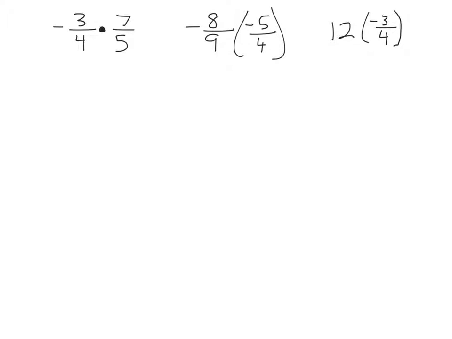Negative 3 times 7, negative times a positive, that's going to give me negative 21. 4 times 5 is 20. That's the answer. The only thing we have to do is we have to make sure it's simplified. Now negative 21, I know 1, 3, 7, 21 go into this, but none of those go into 20, so there's nothing we can divide both of these by.